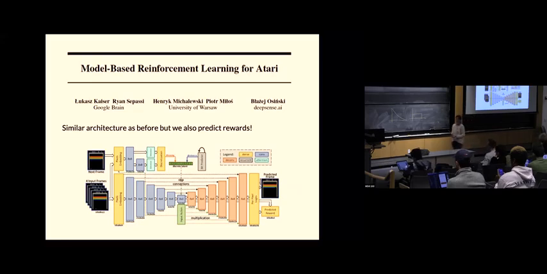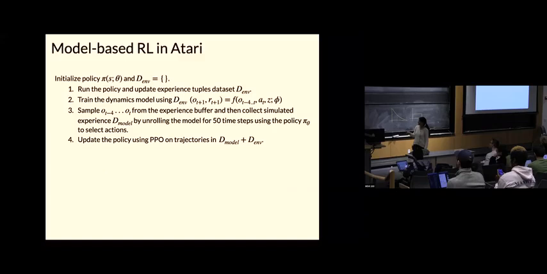This paper is important because it was the first model-based paper, from that era where everybody was predicting in observation space, to actually do better than a model-free method. Let me show you. First of all, let me tell you how it works. You train your dynamics model to predict the next observation and reward. Then you sample from your dynamics model and collect simulation experience by unrolling and so on. And then you train PPO.